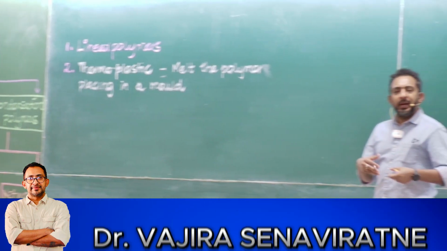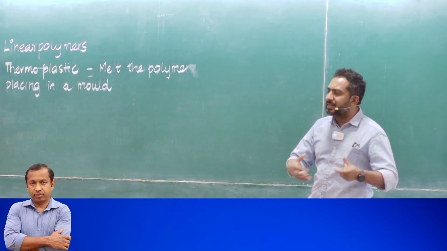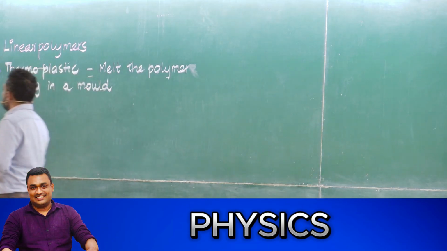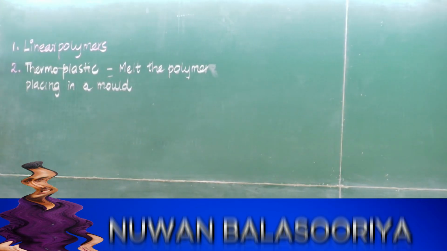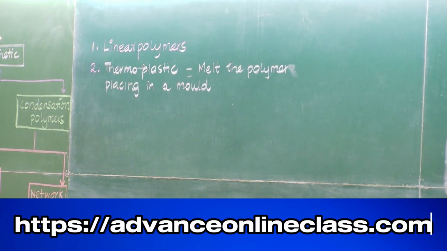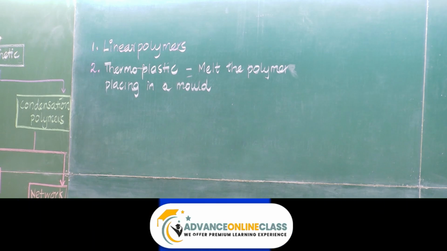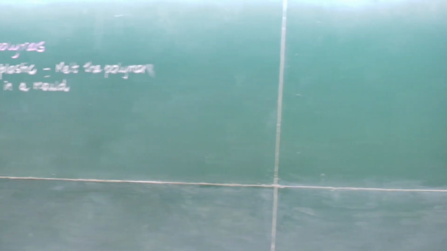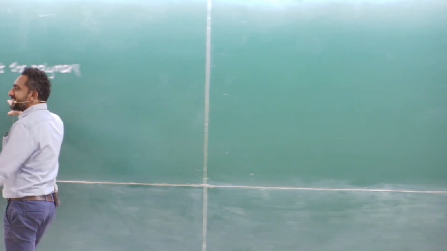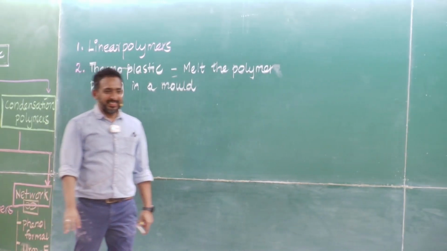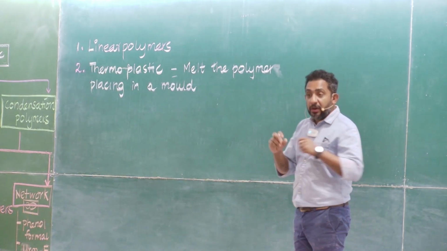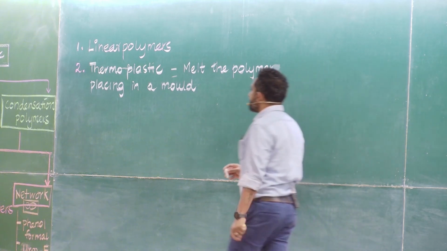So there is a better chance of recycling. You can do this again and again and again. This is useful in recycling polymers. That is why all these people collect plastic, bottles and so on. This is the reason. Thermoplastic in nature. So it's a linear polymer, thermoplastic. Very important word.